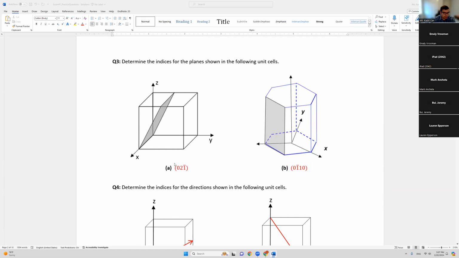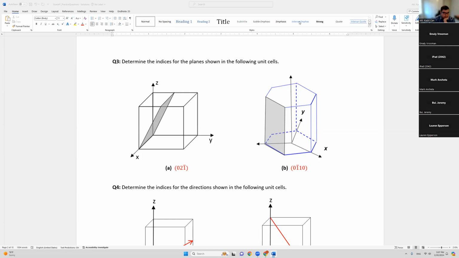The third question is about the Miller indices, and indexing the directions is going to be the fourth question. Third question is about Miller indices. In part A, we are given a cubic structure. If you remember the algorithm for indexing planes, the first step, from the slides, is to check whether the plane passes through the origin.